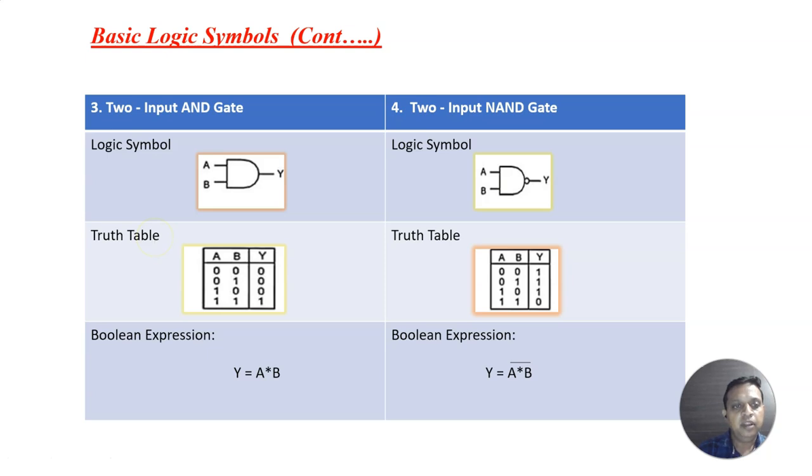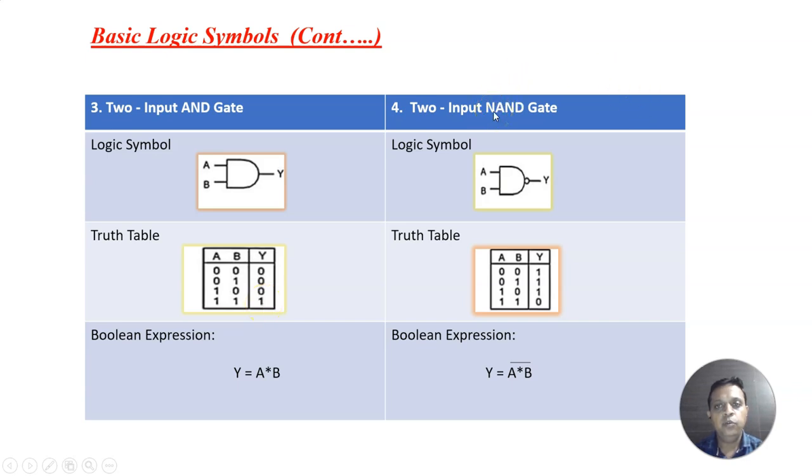Regarding the truth table, the truth table of this AND gate depends upon the Boolean expression. What is the Boolean expression of the two input AND gate? Y equal to A into B, meaning we are multiplying both the inputs to get the required output. So for the truth table, we just need to multiply. A and B are the inputs. The combination for A is 0, 0, 1, 1. The combination for B is 0, 1, 0, 1. Now multiply. 0 into 0, output is 0. 0 into 1, output is 0. 1 into 0, output is 0. For 1 into 1, the output is 1. This means when both inputs are high, the output will be 1.